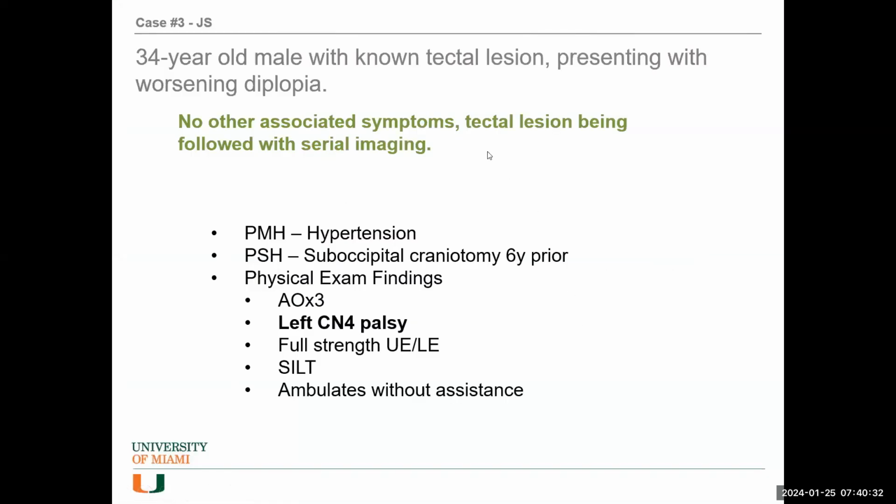He has been followed with serial imaging. He has an isolated left cranial nerve palsy.